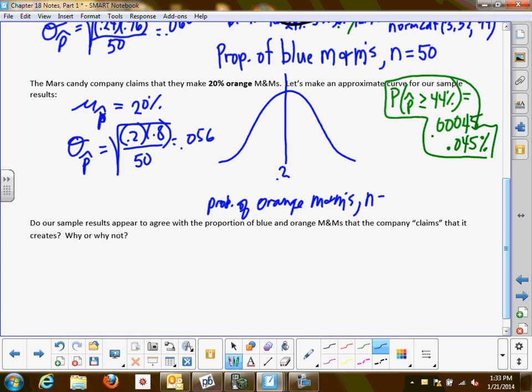With n equal 50. Okay, so this is 20%. Actually, I like to write it as percent. Okay, and I want to go these numbers up. This is 25.6%, 31.2%. If I go down, that's 14.4% and 8.8%. So guess what? If you had less than 8.8% or greater than 31.2%, you have an outlier amount of orange, proportion of orange M&Ms. So how many of those do I have?